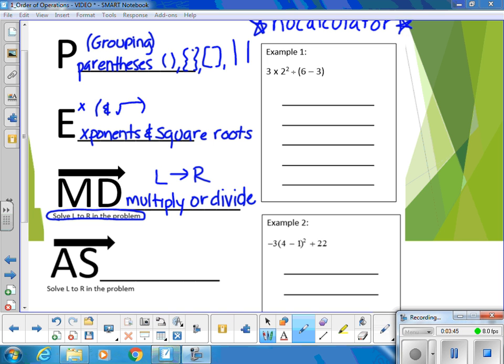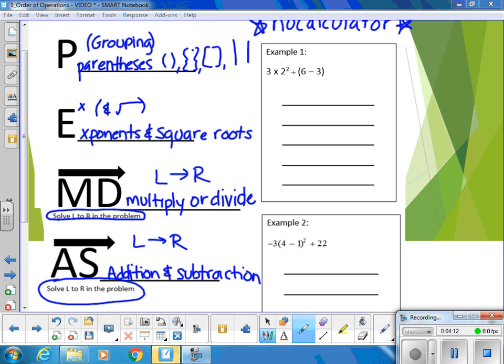Then the last step is, of course, what we learned first in school, addition and subtraction. And again, those could be or, and it's always left to right. Same thing as multiplication and division. Highlight this down here or circle it, something to help you remember.